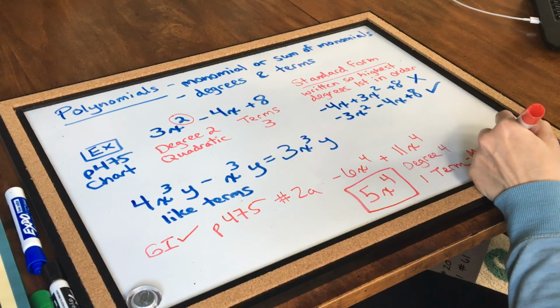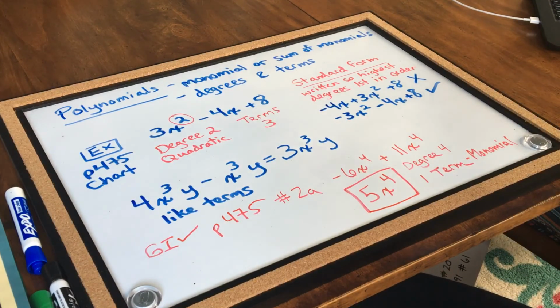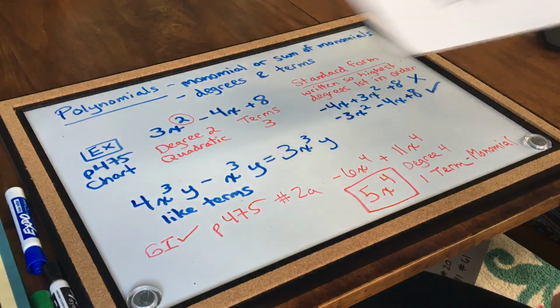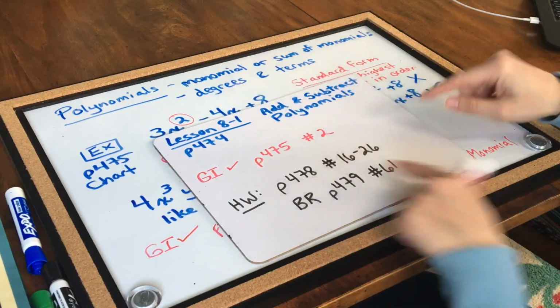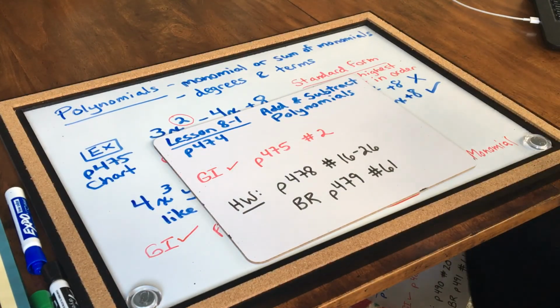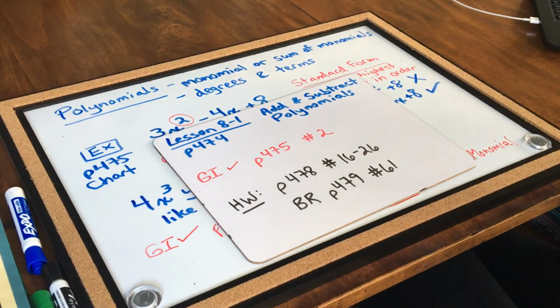All right, let's recap what homework is for tonight. For your homework, please try page 478, numbers 16 to 26, and don't forget your bell ringer, page 479, number 61.